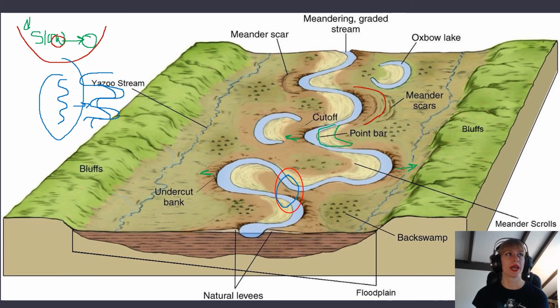So again, meanders migrate laterally and downstream, all at the same time. So they can actually cut off, which will form an oxbow lake. And these oxbows eventually will dry up and they become what are known as meander scars.